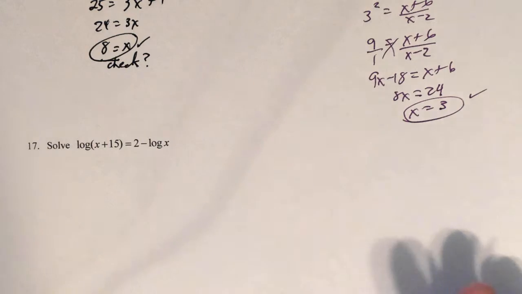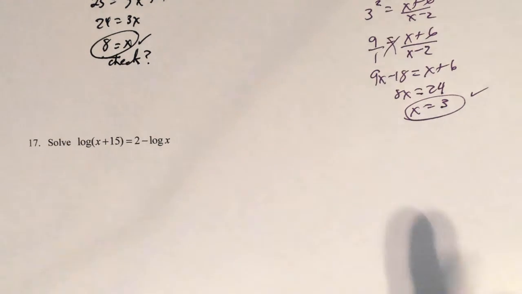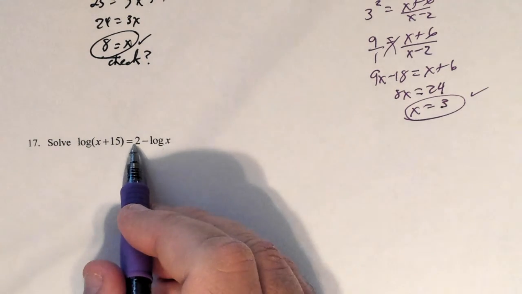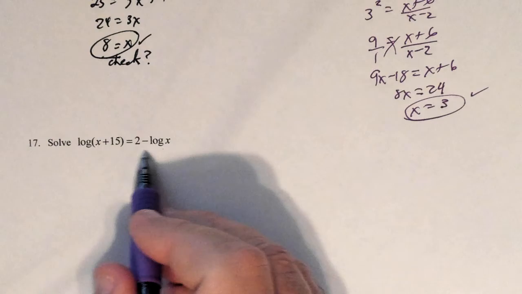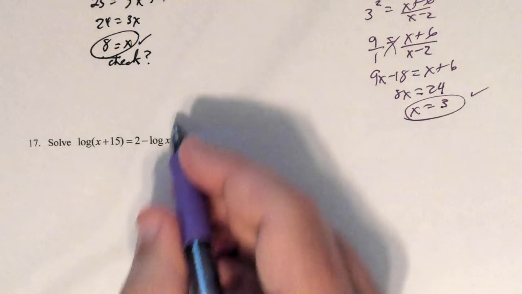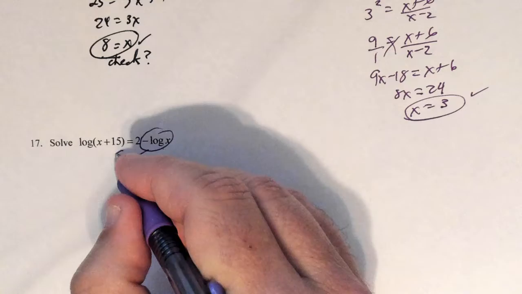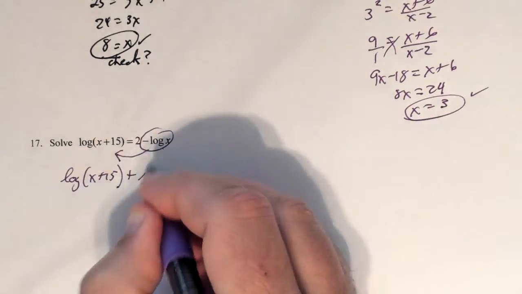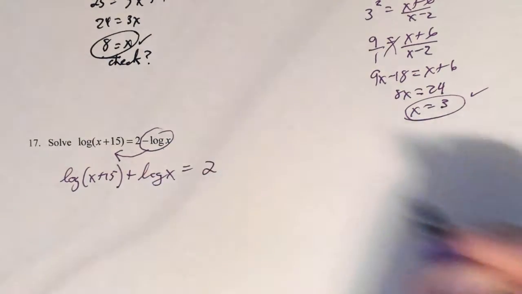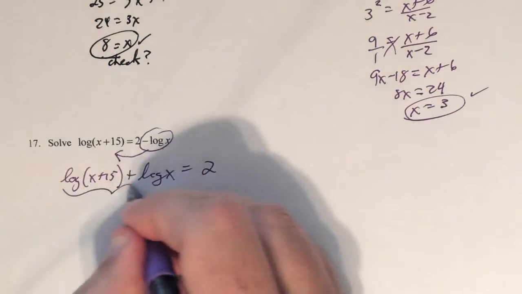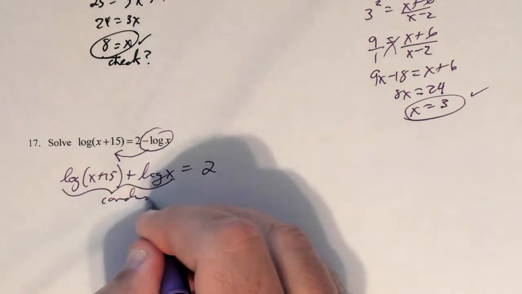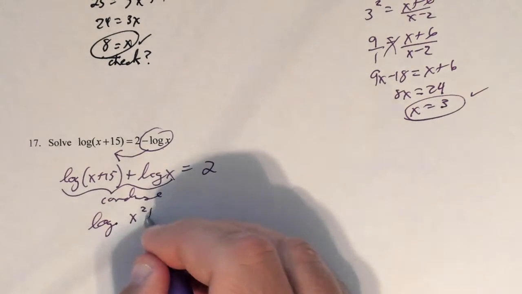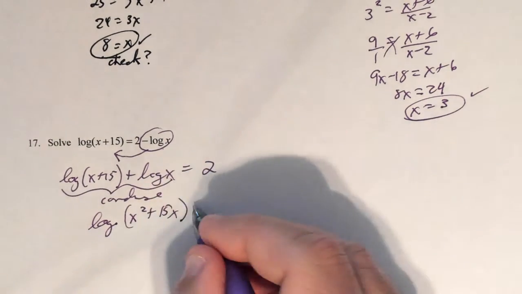So we're still playing this game of what can I do, what can I deal with. Now, notice here, I've got a log here, I've got a log here. This does not have a log, which means these two cannot condense. I also can't just drop the logs. So what's going to have to happen is this has to go to the other side. So we're going to have log of x plus 15 plus log of x. Now, since they're both on the same side, I can condense them. Addition means multiply. So this is going to be log of x squared plus 15x, because I multiplied them together, is equal to 2.